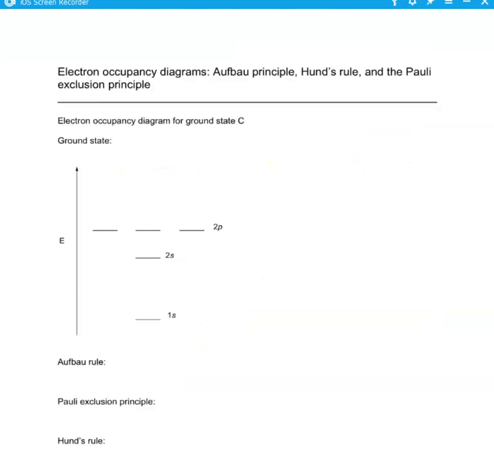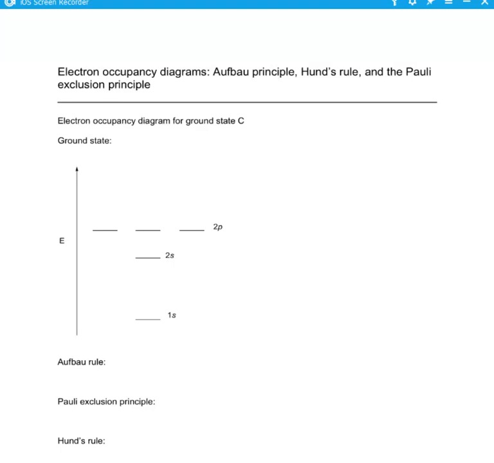But for now, let's do a little more review. Let's talk about electron occupancy diagrams and the rules that we would use to put a set of electrons into one of these diagrams. So you've done these diagrams before, and as you might remember, you'll have a set of orbitals that increase in energy from bottom to top of the diagram. So the ones at the lowest part of the diagram are the lowest in energy, and as you work your way up, the orbitals get higher and higher in energy.